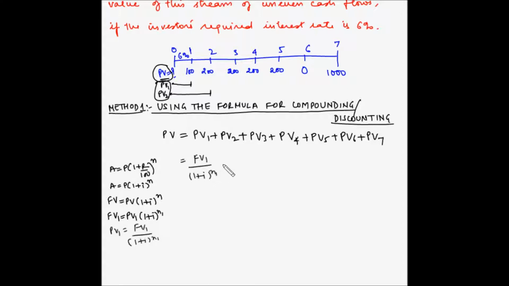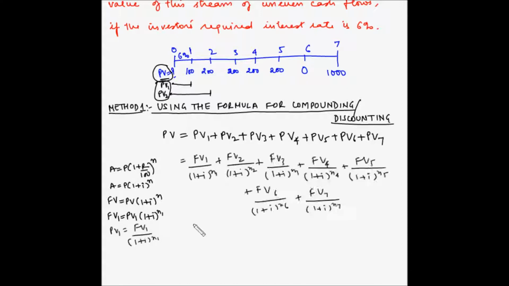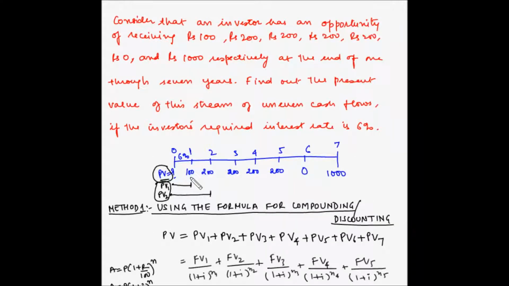plus FV2 divided by (1 plus I) to the power n2, and similarly for the remaining. So let me write this up. So now let's substitute the values here. So FV1 is 100, FV2 is 200, and so on.